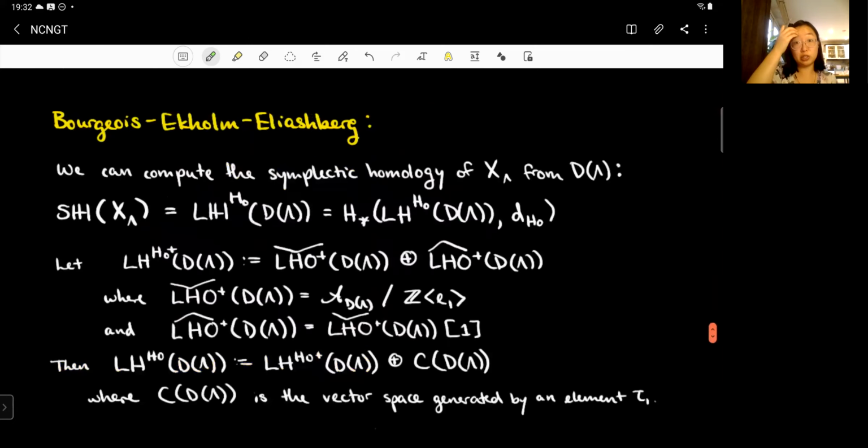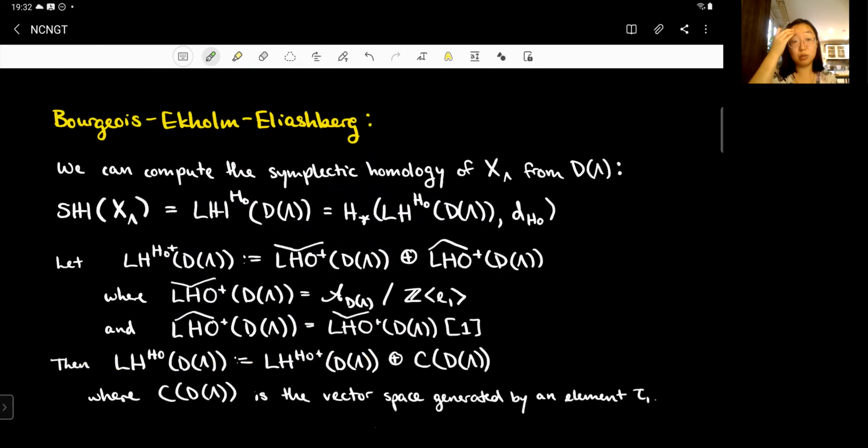Okay, so now what we're going to do is use this DGA to compute the symplectic homology, which by a result of Bourgeois, Ekholm, and Eliashberg is a Hochschild-like homology coming from the DGA. So here is roughly their definition.